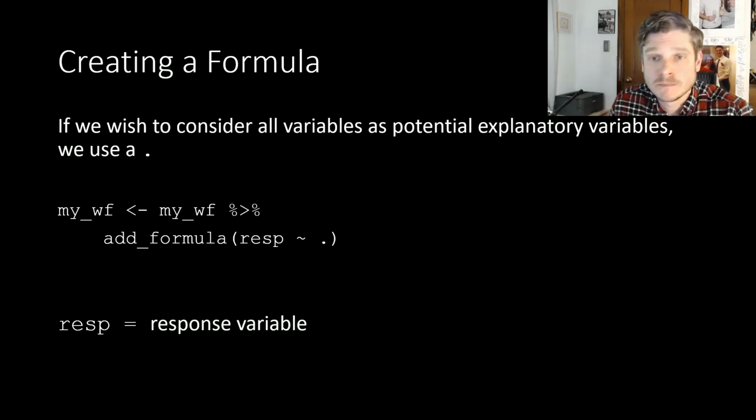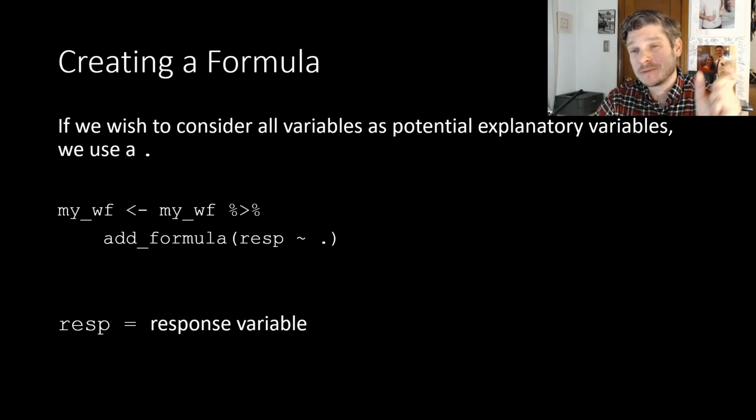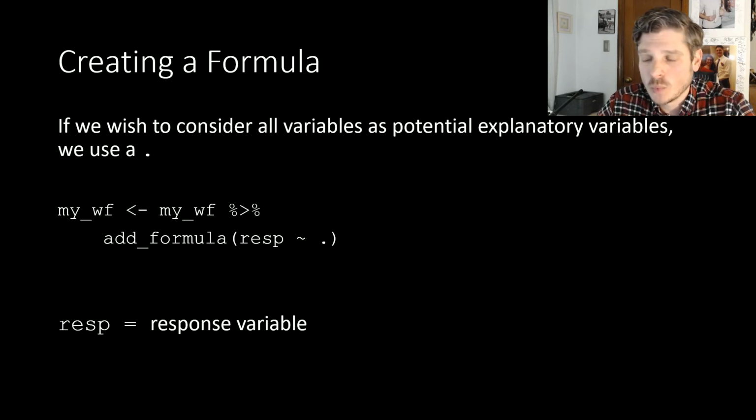Now, if we wish to consider all of our variables as potential explanatory variables or potential predictors, that's where we use the period, the dot. So if I want to basically throw it all at the wall and see what sticks, I would use the dot there. We still have the response, the one that I want to be able to predict, the tilde, and then the dot for all of them. Typically that's not really your response variable; I'm just putting a placeholder in there, and typically it's not actually called resp. It would be something like height or weight or date, whatever variable it is for that particular data set that we would use.